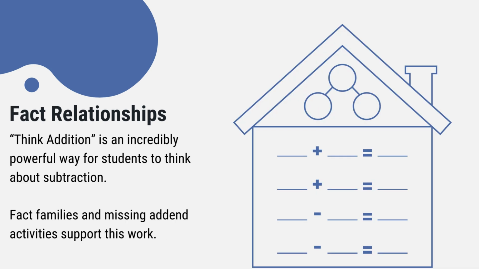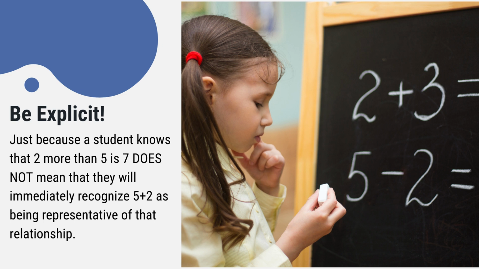Now, when we go on to subtraction, we don't need to teach a whole new set of fact relationships. Instead, we're going to help our students to see the connection between addition and subtraction. We're going to work with fact families, because thinking addition is an incredibly powerful way for students to think about subtraction. So doing fact families work, doing missing addends work, and then being explicit about how those relationships match the subtraction equation can help your students learn those over 100 subtraction facts just by relating it to something they already know.